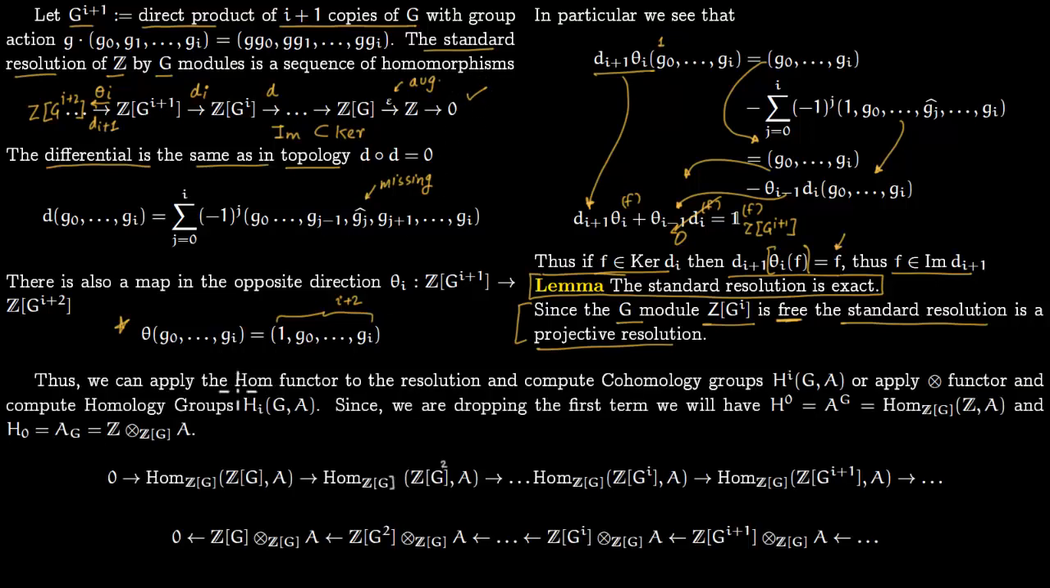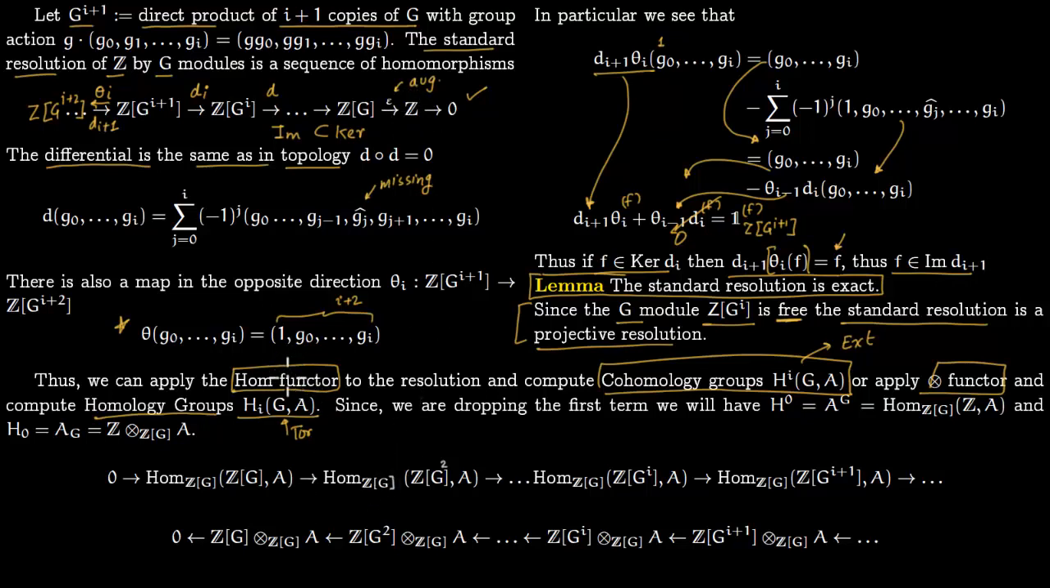So we can apply two functors to it: the Hom functor and the tensor functor. You apply the Hom functor to the resolution, and you get the cohomology groups, also known as the Ext groups or right derived functors. If you apply the tensor functor, you compute the homology groups, which are also called the Tor functors or the left derived functors. Now again, standard practice in homological algebra, you drop the first term.